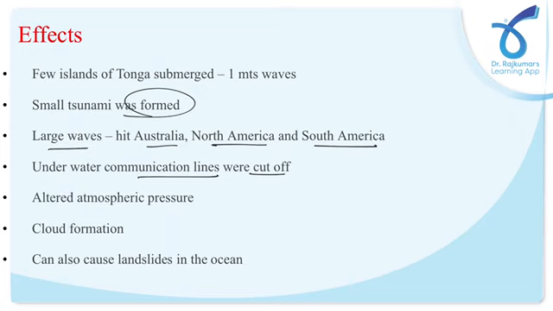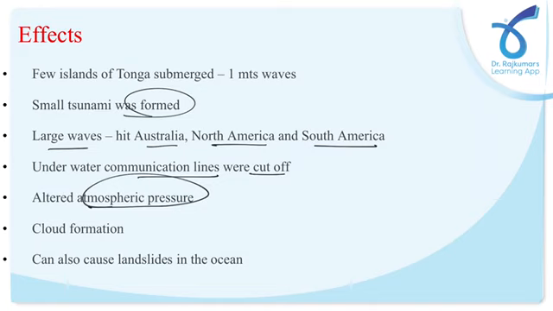Now this volcanic eruption has altered the atmospheric pressure as well. Due to this altering of the atmospheric pressure, the fog which was present in North America has been reduced. It has vanished from North America or the USA. Now the ash clouds were formed during the volcanic eruption, and this has led to rainfall as well as reduced the temperature across the world.